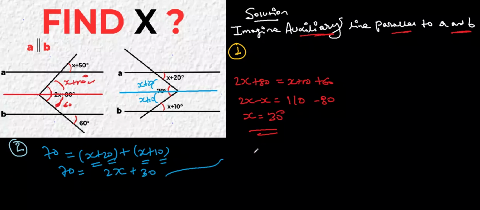Then after that, 2x is equal to 70 minus 30. 2x is equal to 40 degrees. x is equal to 20 degrees.